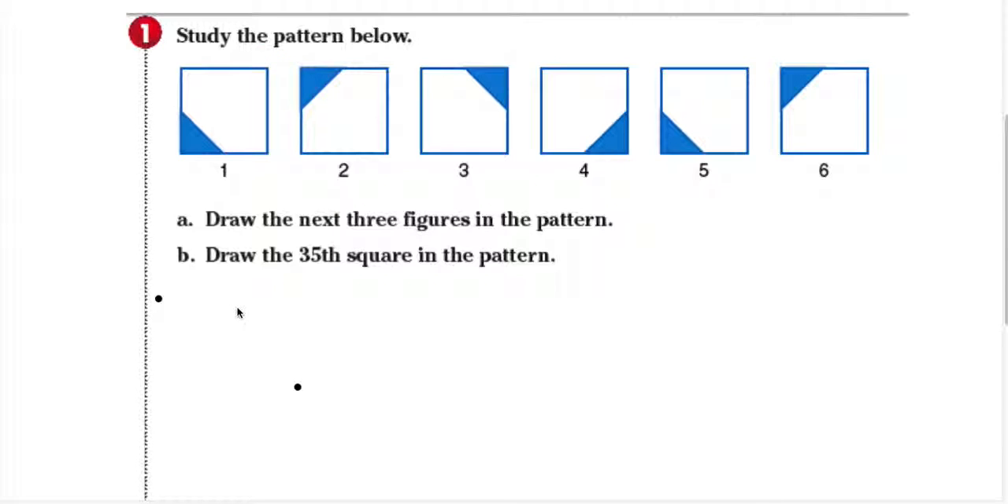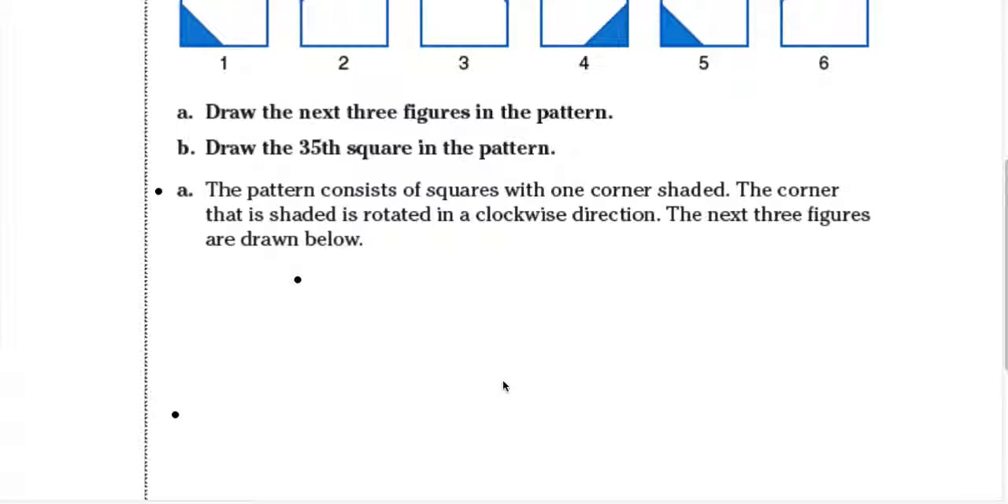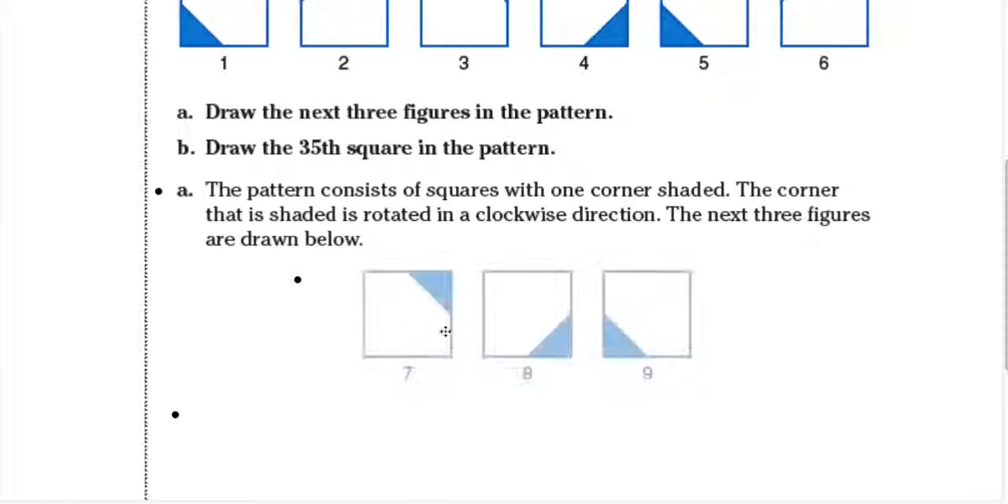So if we follow the pattern of where the triangle is going, the pattern consists of squares with one corner shaded. The corner that is shaded is rotated in a clockwise direction. The next 3 images are drawn below. So obviously the next 3 images would be the shading on the right, then down, and back on the left.